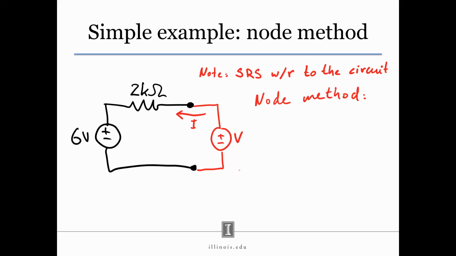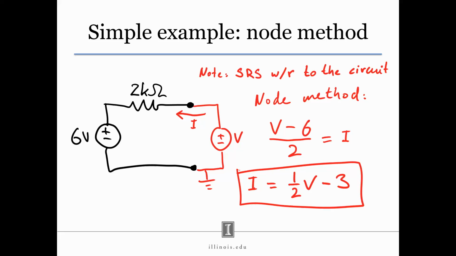So the first step of the node method is we add a ground, and then we can write an equation for I. As you can see, start voltage minus stop voltage across the 2 kilo ohm resistor divided by 2 equals I. Of course, I here is in milliamps since the resistance is in kilo ohms. We can rearrange this equation a little bit and find our IV equation: I equals 1/2 V minus 3, where again I is in milliamps and V is in volts. All right, so we're done here.